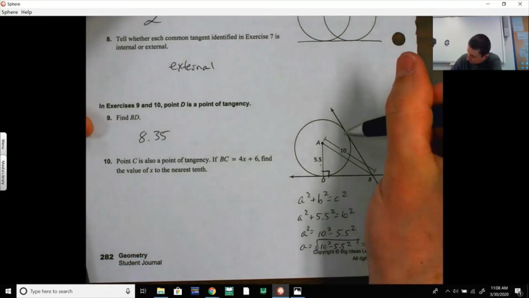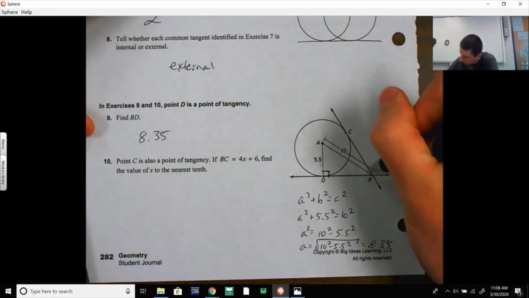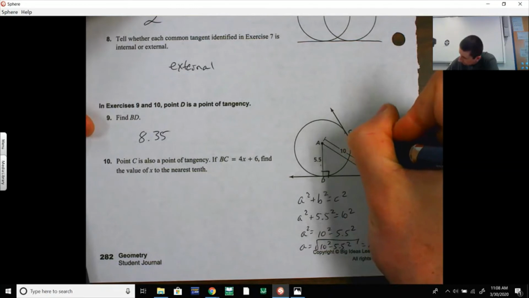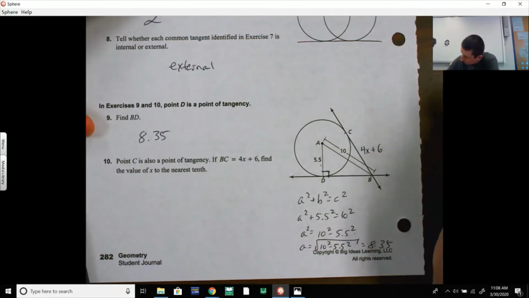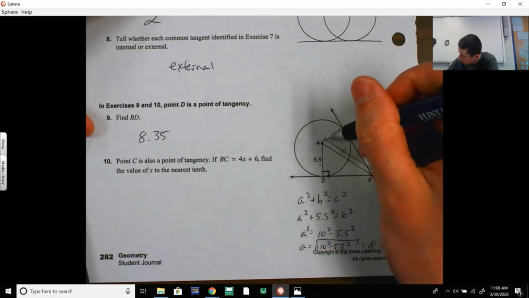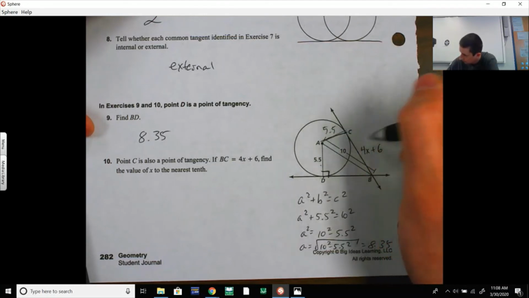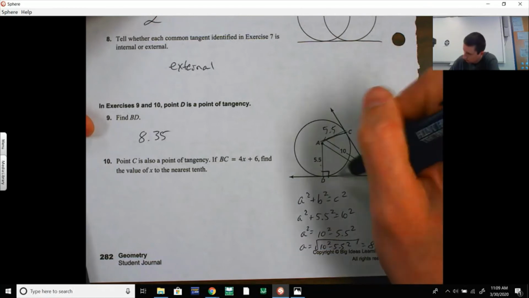Point C is also a point of tangency. If BC is 4x plus 6, find the value of x to the nearest tenth. Let's see here. I haven't done this one yet. Oh, this one's not bad. So BC and BD, that'd be 5.5 as well, that radius, because that radius is 5.5, which means BC has to equal BD.